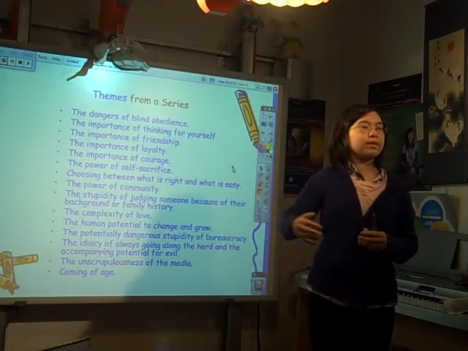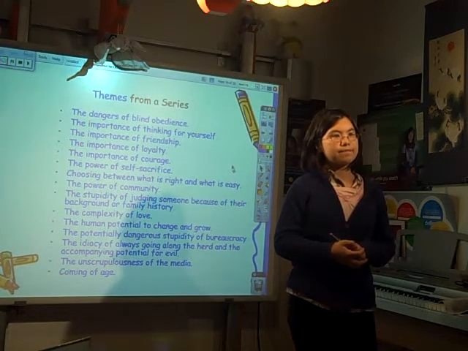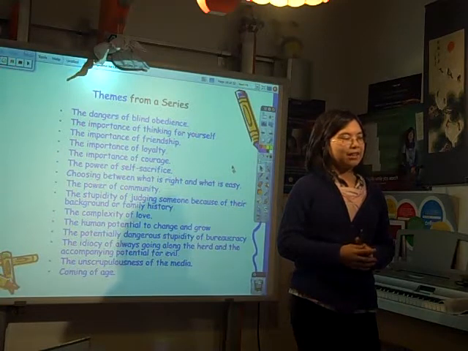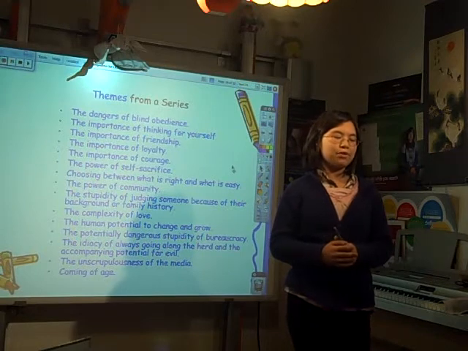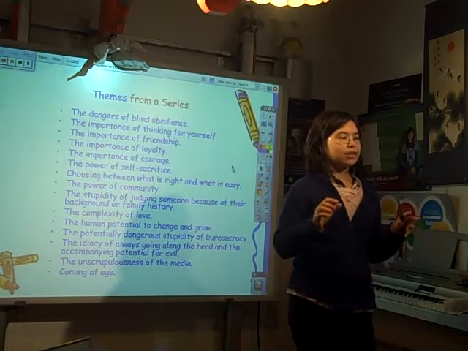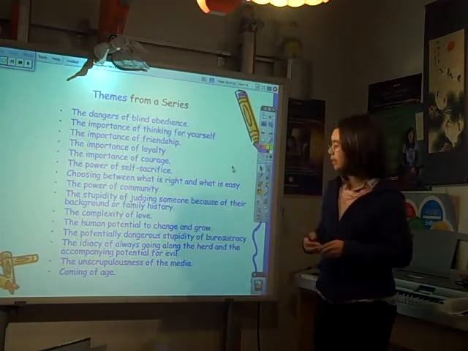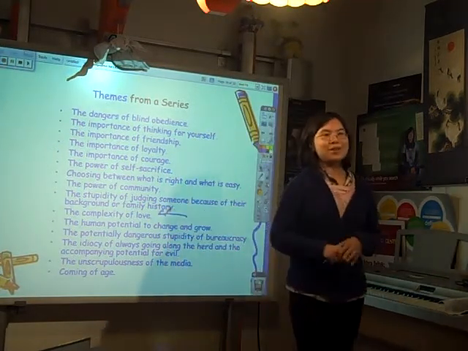Does anyone want to guess what series these themes are from? Series of books. Well, we did have Cameron books. Sometimes with themes, like if I gave you a setting, you might not immediately know what the book is, and theme is kind of like that. You can't necessarily always look at a theme and know what book it comes from, because looking at something like the complexity of love, well, how many books can you name that have that theme?